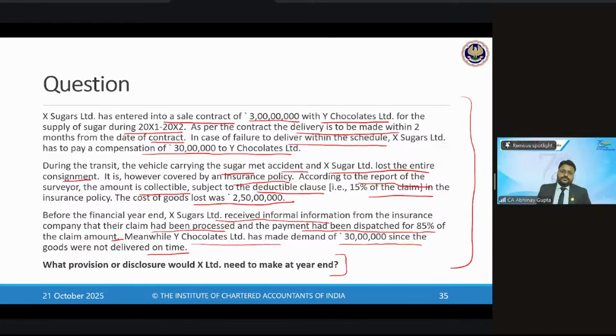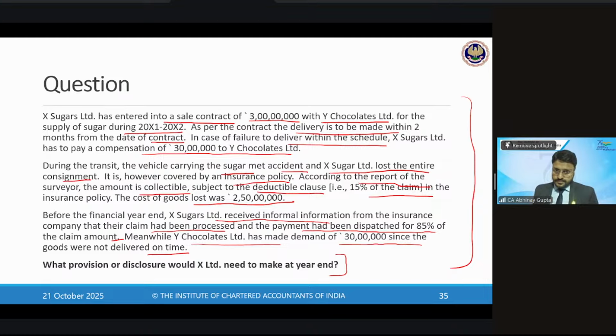What are the disclosures in the books of X Limited, the sugar company? There is a past event. What is the past event? Contract to supply, within a stipulated delivery schedule. 2 months, right? This is the past event.